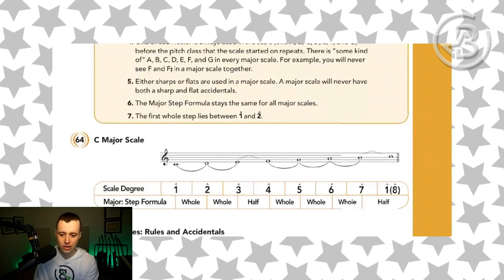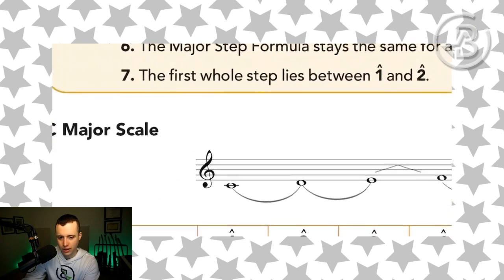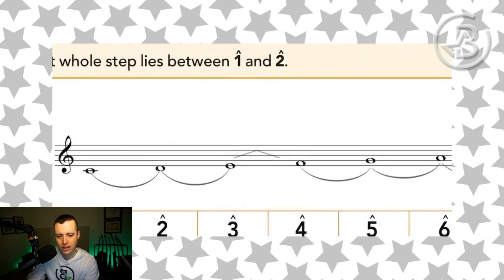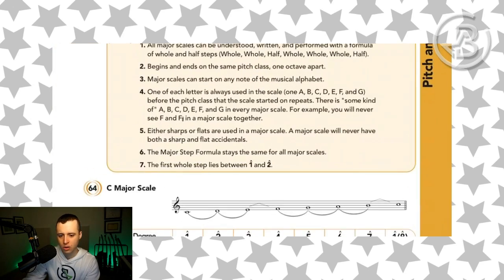Now, we know that major scales can start on any letter of the full musical alphabet, but that's okay for now. Let's talk about major scale rule number 4, and that is one of each letter is always used in the scale. 1 A, 1 B, 1 C, 1 D, 1 E, 1 F, and 1 G before the pitch class that the scale started on repeats. There's always some kind of A, B, C, D, E, F, and G in every major scale. So let's double check that. We have a C, a D, an E, an F, a G, an A, a B, and then the pitch class that we started the scale on, the C, repeats one octave higher. Okay, so far so good.